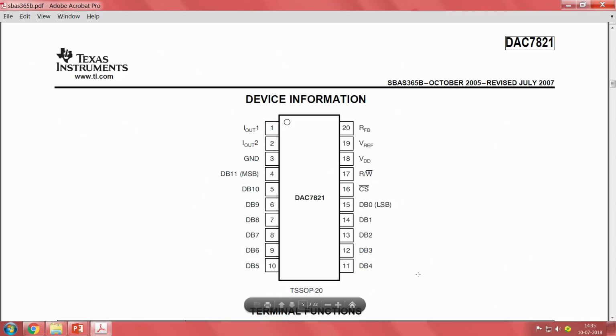So, we have seen, this is the pin out. There is the data bus, DB is data bus. We will have from DB0, which is LSB, up to DB11, which would be MSB. This is the data. Then we have chip select, read write, then VDD, whatever is your VREF voltage, and then RFB, which is a feedback resistor, and the output is given in current. If you connect the resistor to it, you will see it as, then ground. Very simple connections.